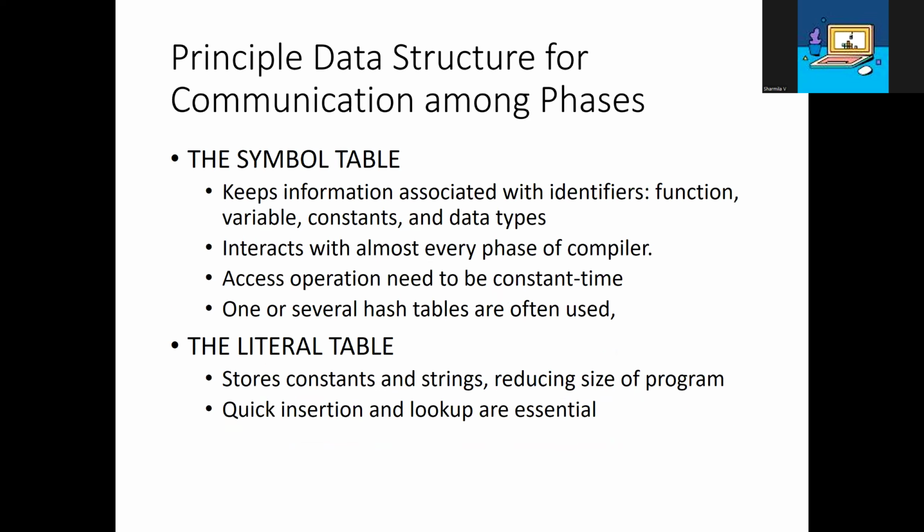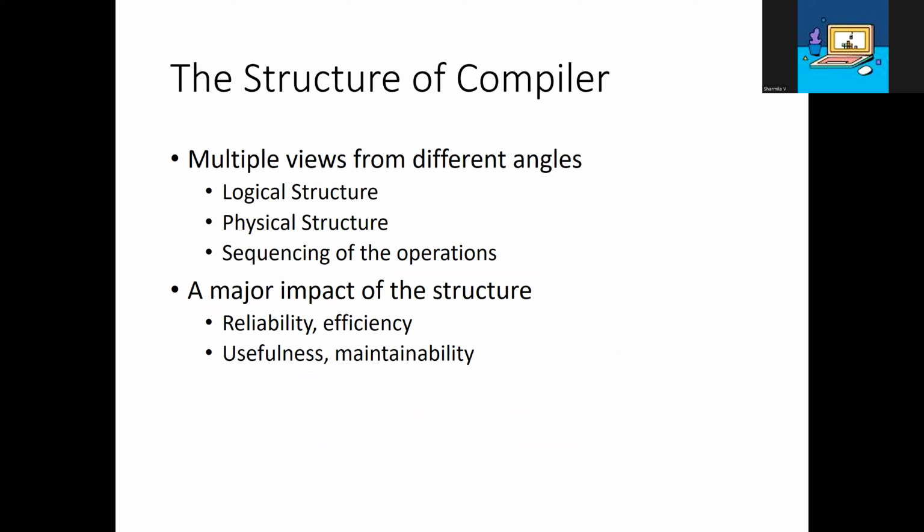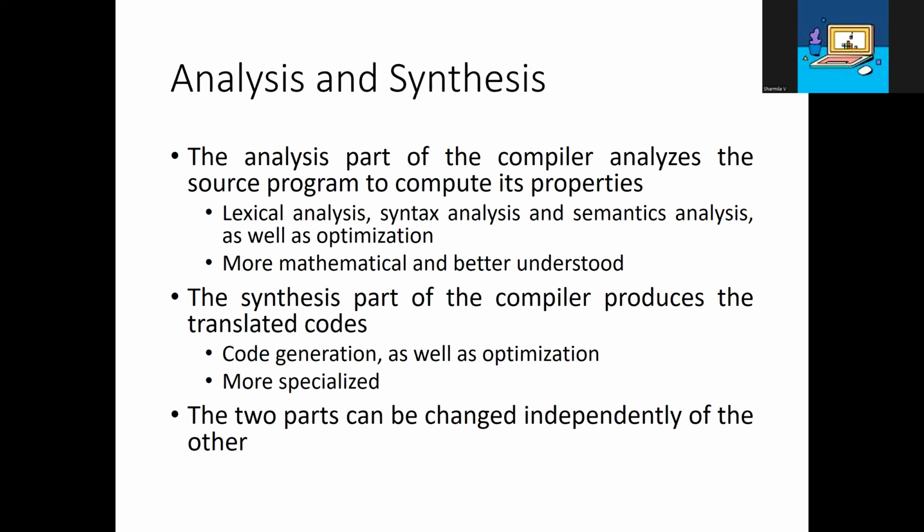Then the symbol table. The purpose of the symbol table is to store the identifiers, variables, constants, and data types. The different attributes available in the given source program are stored in the symbol table. Then the intermediate code is generated, and the temporary file is stored as bytecode. Then we check whether it is logically structured, physically structured, and sequencing the operations. The major impact of structure is reliability, efficiency, usefulness, and maintainability.